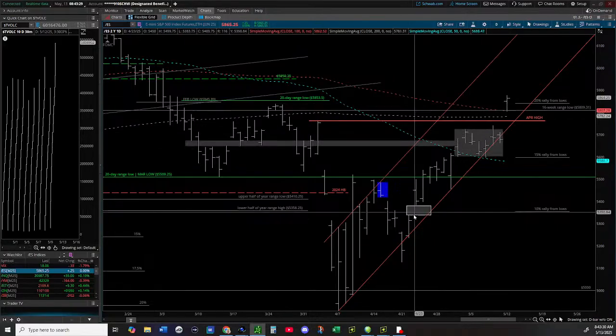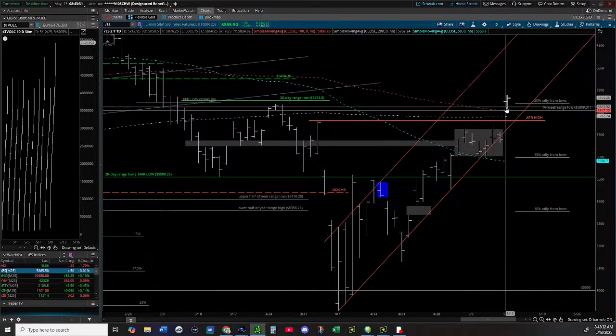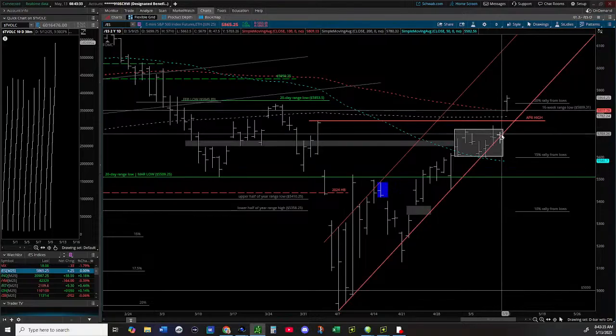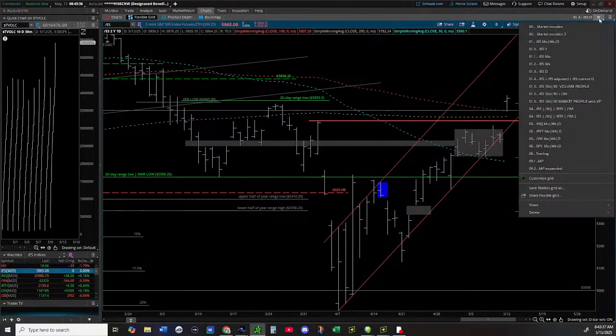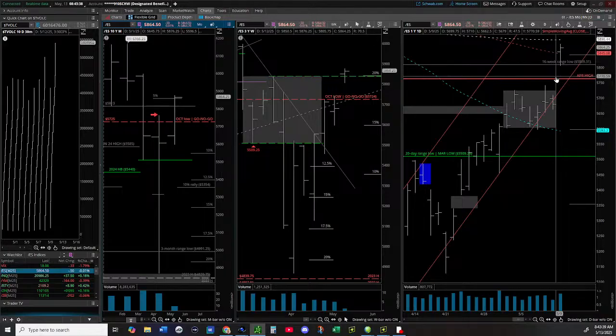And this one, the structure is very weak, and this high was made on news. This gap was made on news. And notice something here. And this is the next thing that I have.